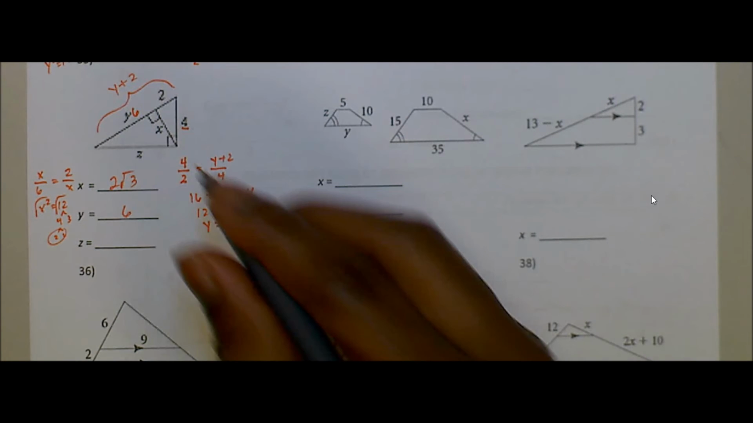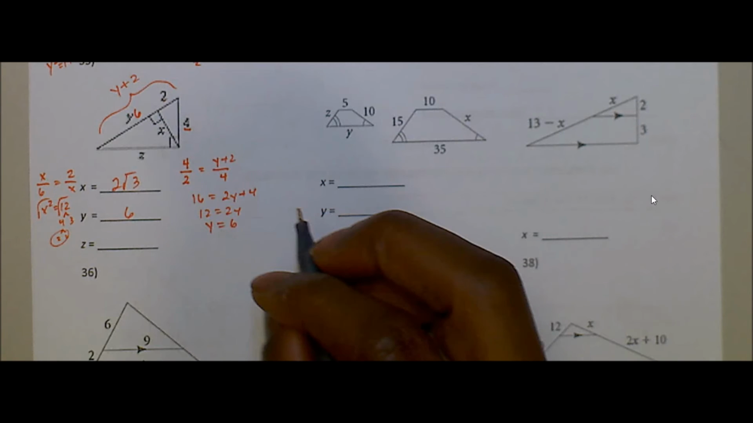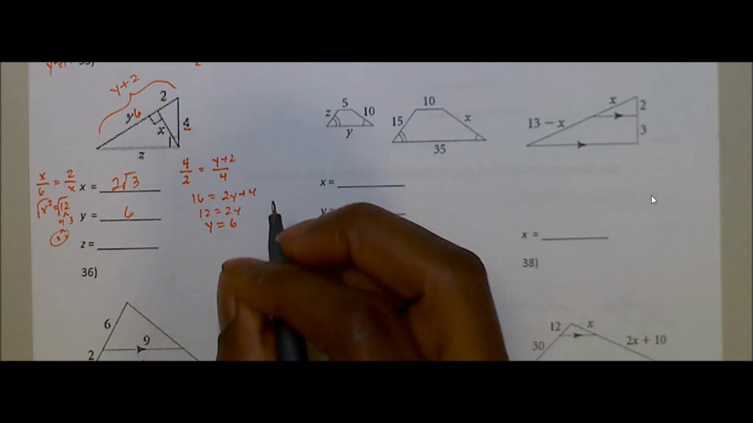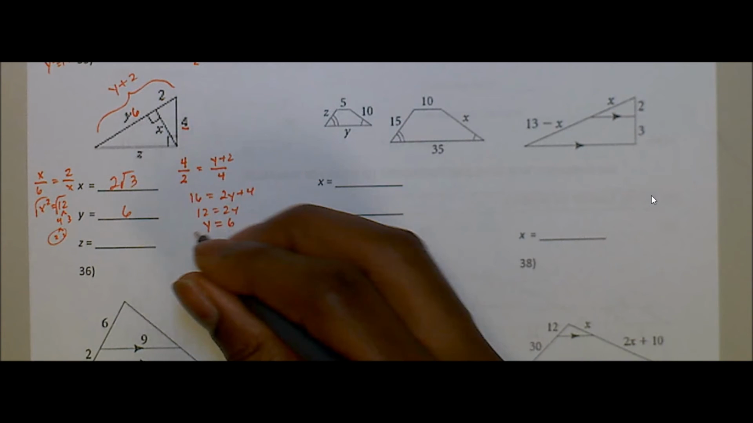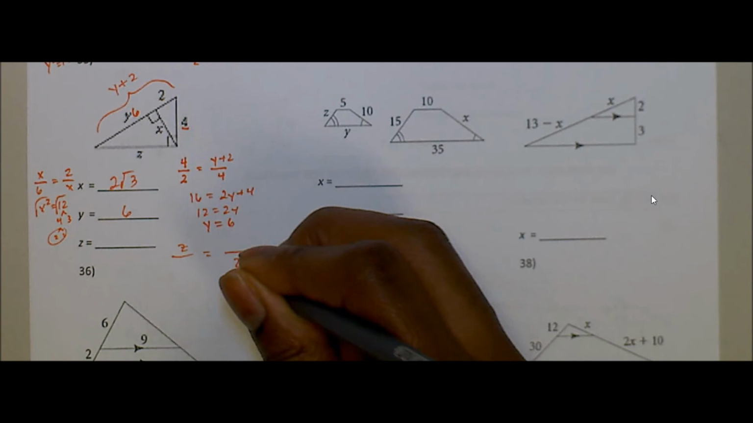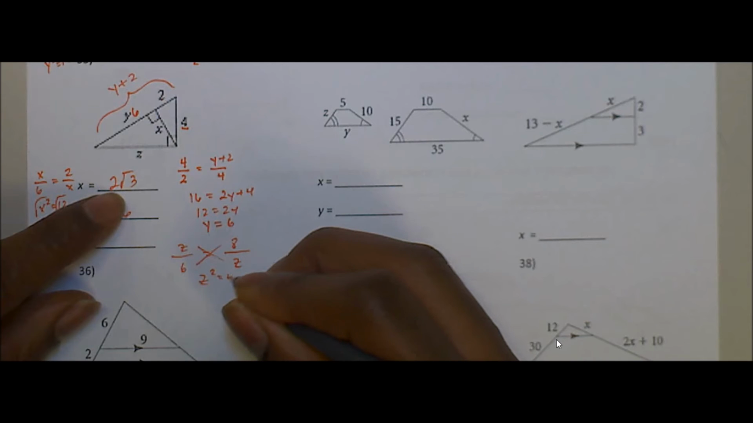And then z is the geometric mean between the segment closest to it and the entire hypotenuse, or the segment of the hypotenuse closest to it and the entire hypotenuse. So z squared is 48, and that will give us 4 radical 3.